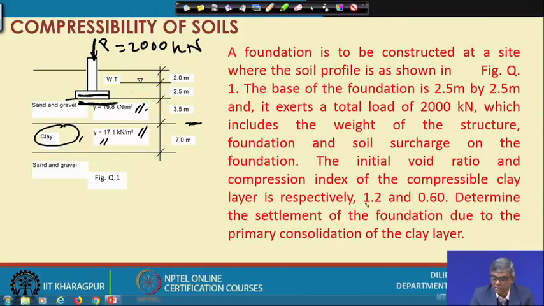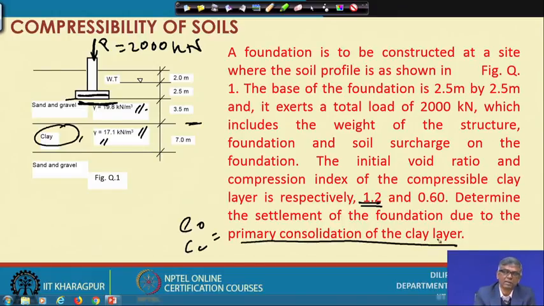So, the initial void ratio, e naught, which is required for calculation of settlement, is 1.2, and another parameter required is C c, which is equal to 0.6. Determine the settlement of the foundation due to the primary consolidation only.